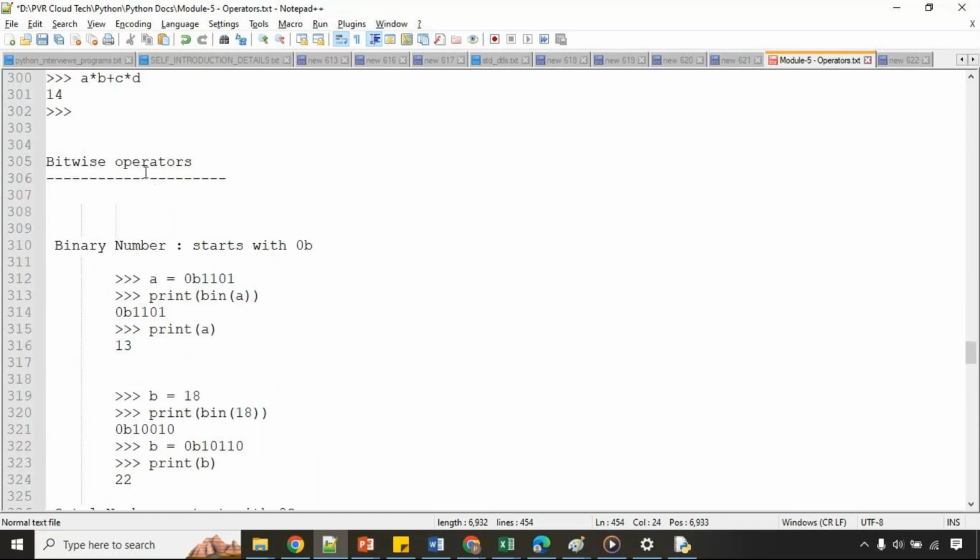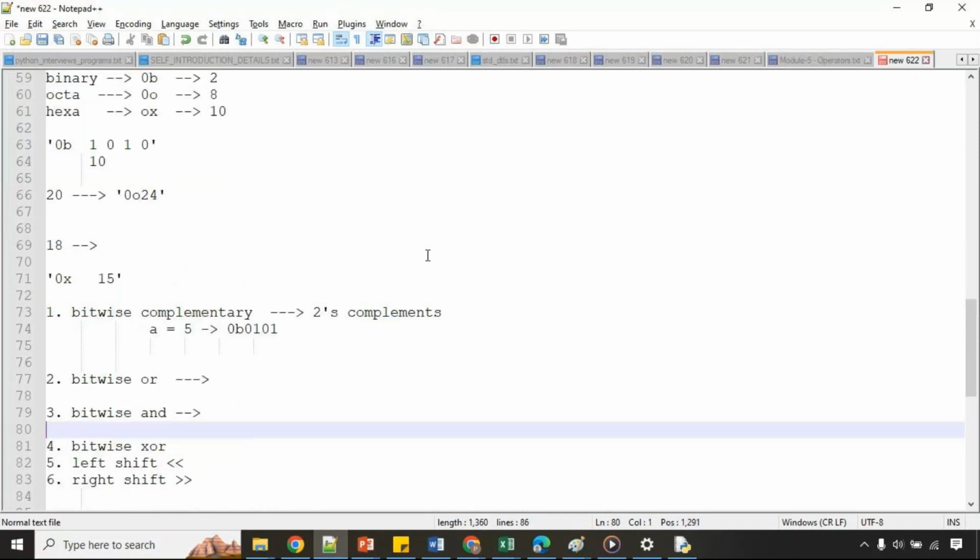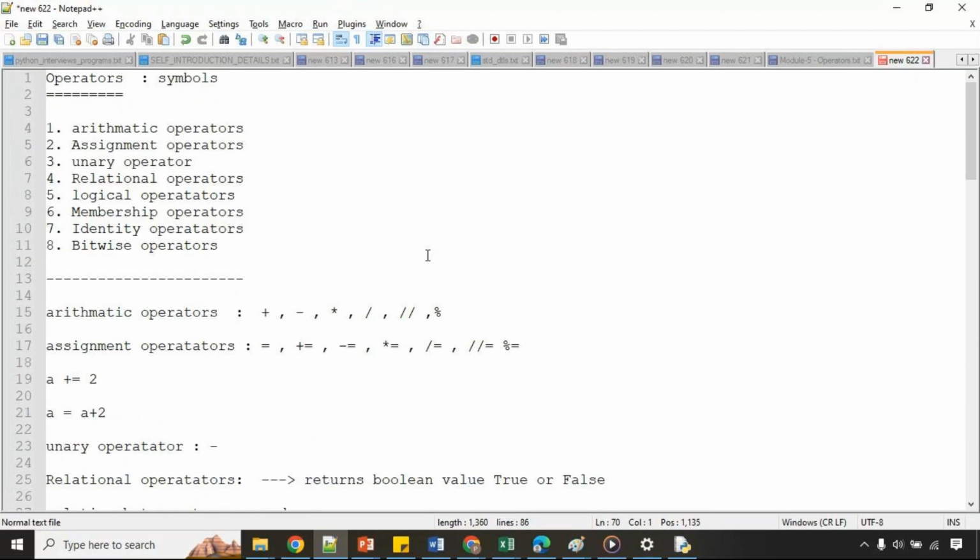Here you can see these notes. I will share these notes with you guys. I will upload some notes today. You can go through this one. So among all, mainly we are using this one and this.